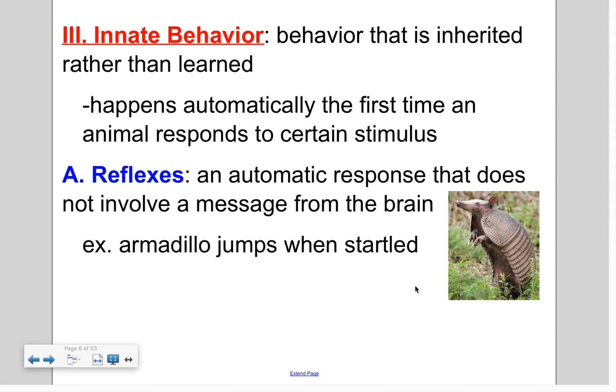Armadillos, when they're startled, they jump. It's one of their reflexes. You have knee-jerk reflexes. Babies have reflexes, like if you rub their cheek, then they open their mouths because that's the reflex for them to feed.